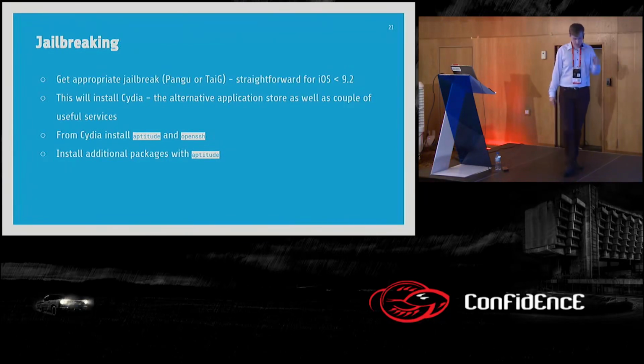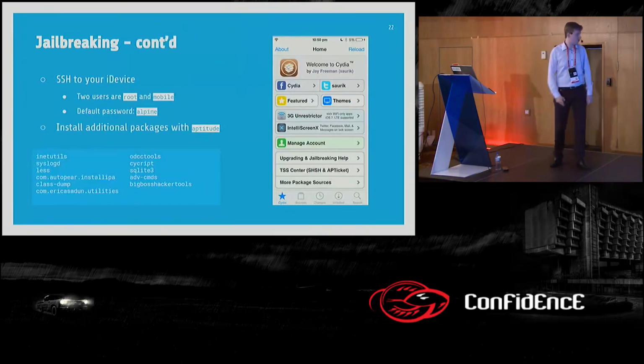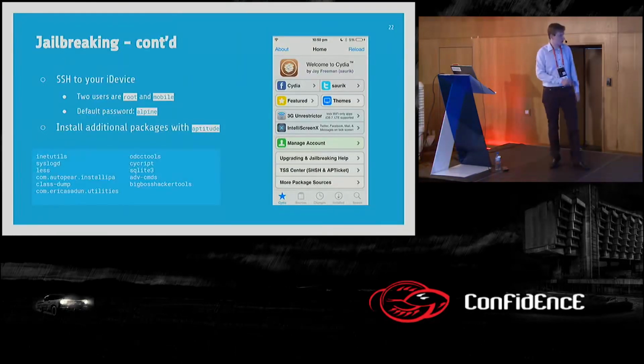What jailbreaking does, first of all, it doesn't break the application sandbox. It allows you to run unsigned code, third-party code, and it also gives you shell access to the device, because normally there is no terminal or such thing on iOS. And it will also install the Cydia application store, from which you'll get other useful stuff like OpenSSH or Aptitude. And this is how it looks. This is a screenshot from the Cydia application.